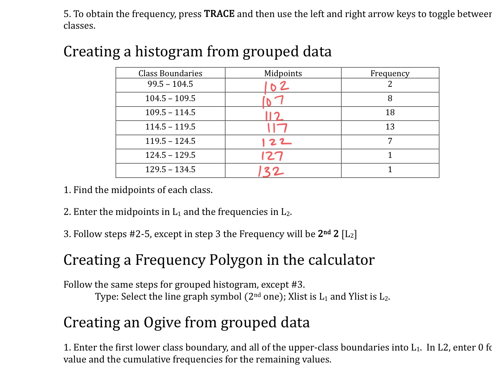So here, whenever you do this, these go into L1, these go into L2. So that's like your X and your Y. So when you go into your data, remember, when you go back to your list, stat edit, highlight L1, hit clear, not delete, clear, and then enter, and it clears out all of your data. And then you'll type in your midpoints into L1, your frequency into L2.